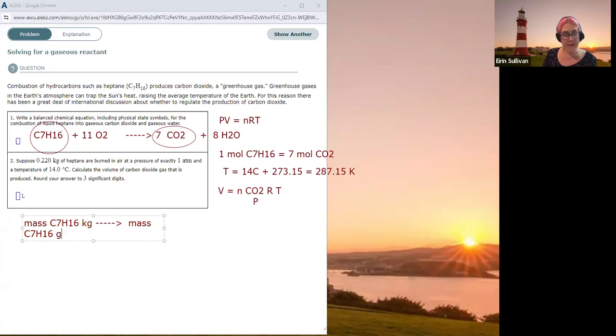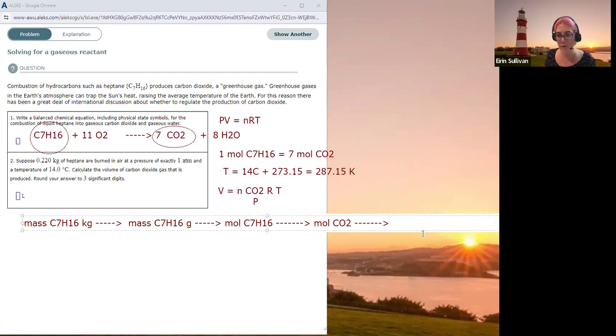And then if I got the mass of heptane in grams, I can use the molar mass of heptane, C7H16, to get to the number of moles of heptane. And then if I have that, I've got a balanced chemical equation. I've just written my mole ratio so I can get to my number of moles of the carbon dioxide, and then we're going to use the ideal gas equation to get to my volume of carbon dioxide.